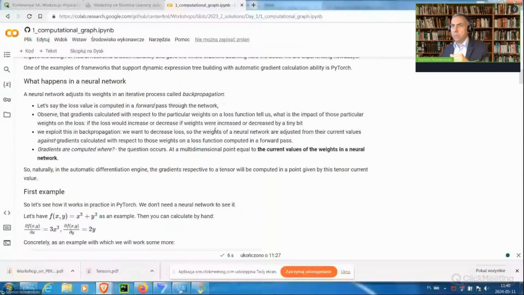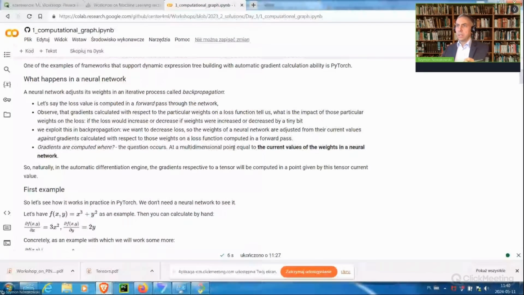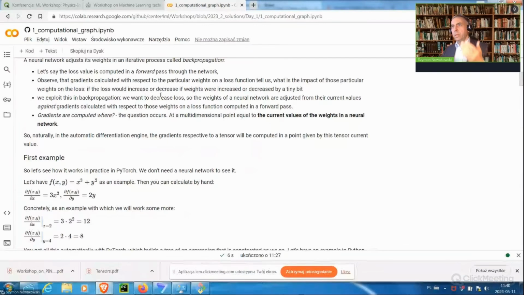Okay, and then we calculate gradients of this loss function with respect to all weights, and this gives us the information about the impact of those weights on the loss, whether the loss would increase or decrease if those particular weights were increased or decreased by a very tiny bit. And then we exploit it in backpropagation. We want to decrease the loss, so we want to change our prediction in the correct direction, so we adjust neural network weights against the gradient, basically, because we want our loss to decrease. So we always adjust the weights against the gradient.